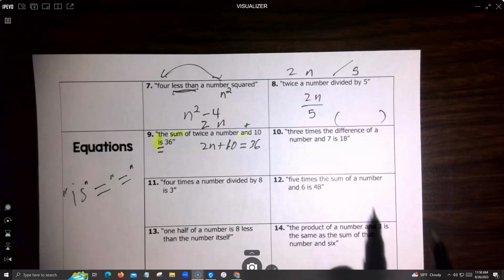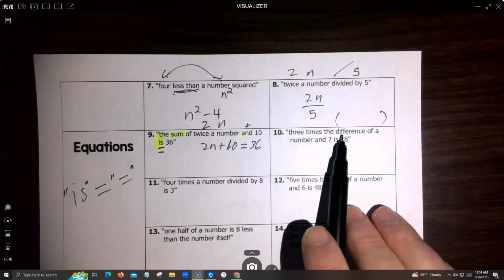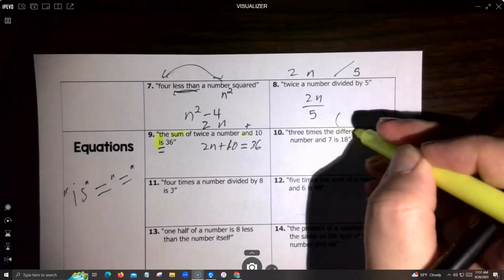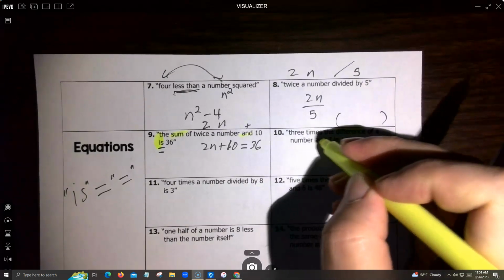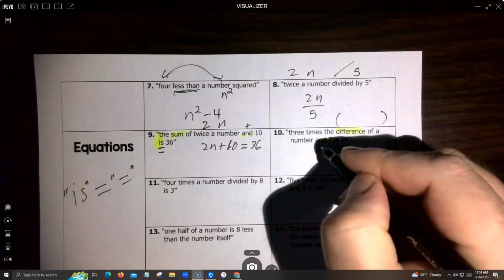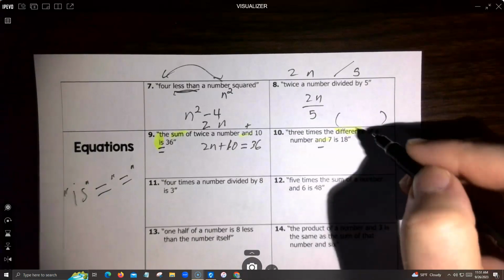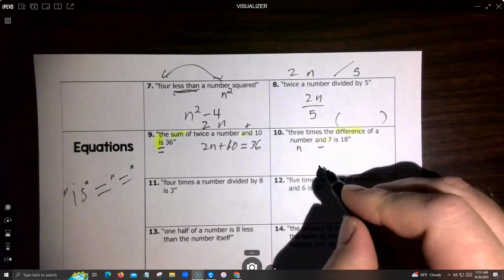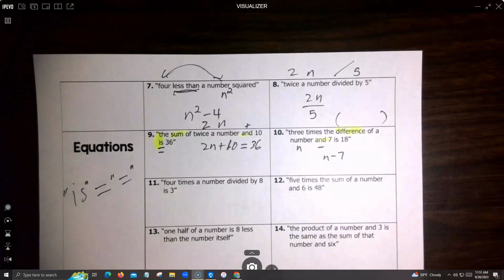Okay, so first of all, let's decipher what difference of a number and 7 is. Okay, so we see the word difference, so we're going to look for the word and put a subtraction symbol. So let's do that first. Okay, so we have the difference of a number and 7.